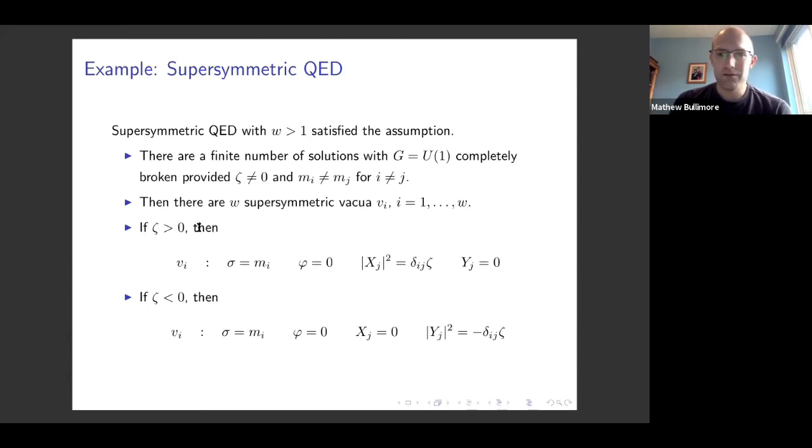So if you just look at the case when the Fi parameter is positive, then sigma, the real scalar, is fixed to be equal to one of the real masses. Phi is 0, the y's are all 0, and the x's are fixed in terms of the Fi parameter. And then if zeta is less than 0, then the solutions look basically the same, but x and y are interchanged. Okay.